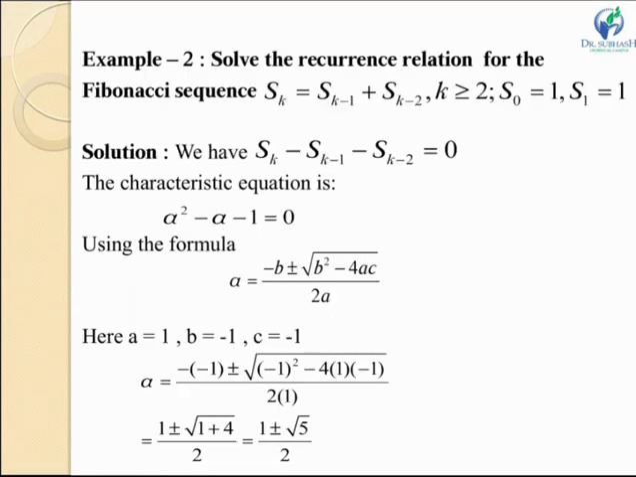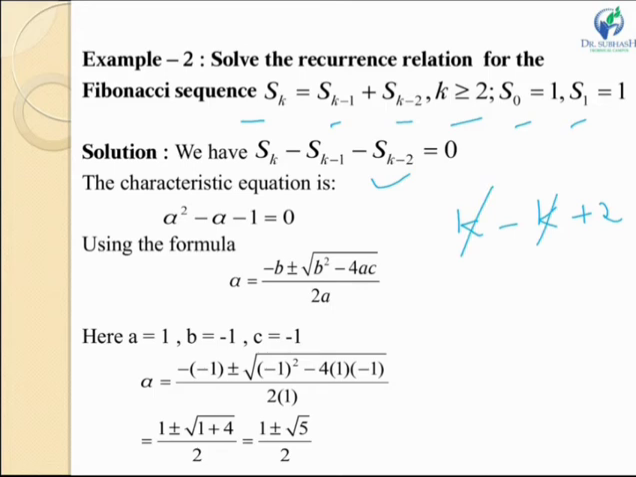Now let us take one more example. Solve the recurrence relation for the Fibonacci sequence S_k equal to S_(k-1) plus S_(k-2) for k greater than or equal to 2, and S0 and S1 are 1. This is our recurrence relation. Again you can find the order here. Highest subscript is k and lowest subscript is k minus 2. So the order will be equal to 2.